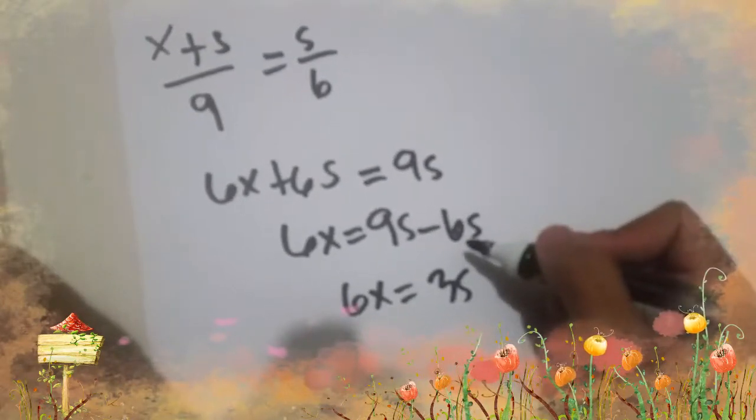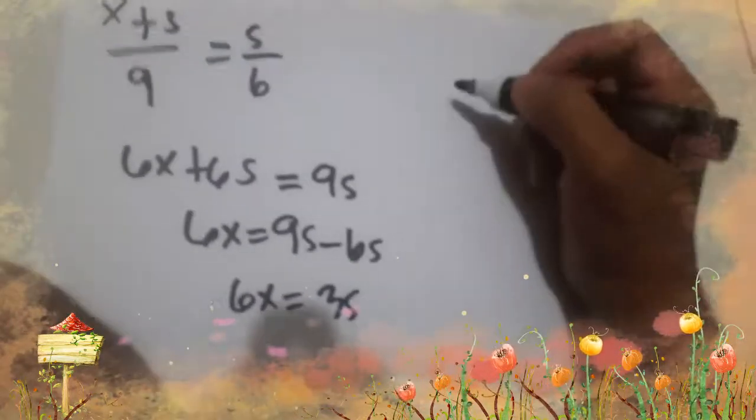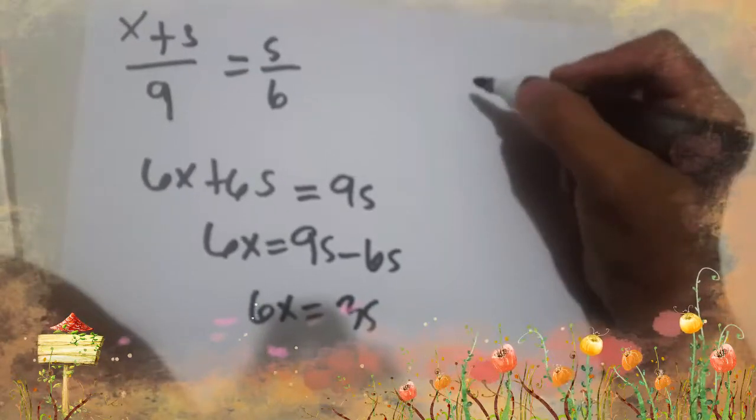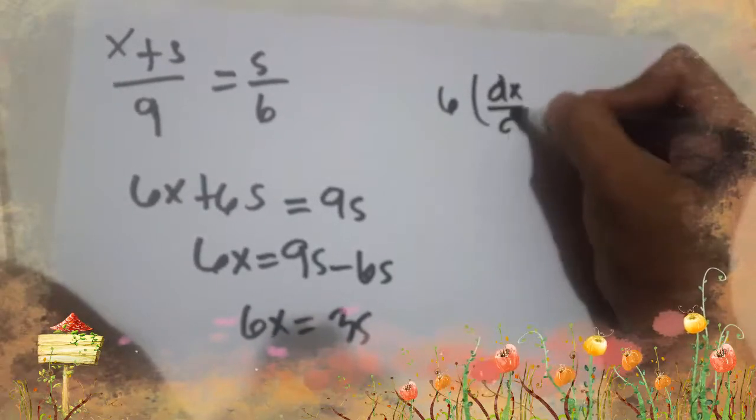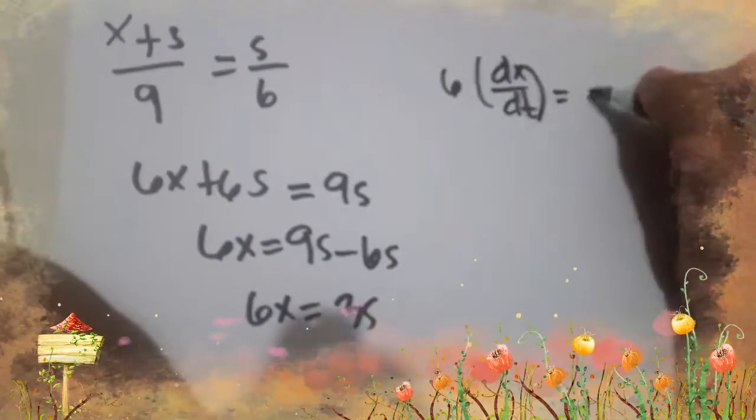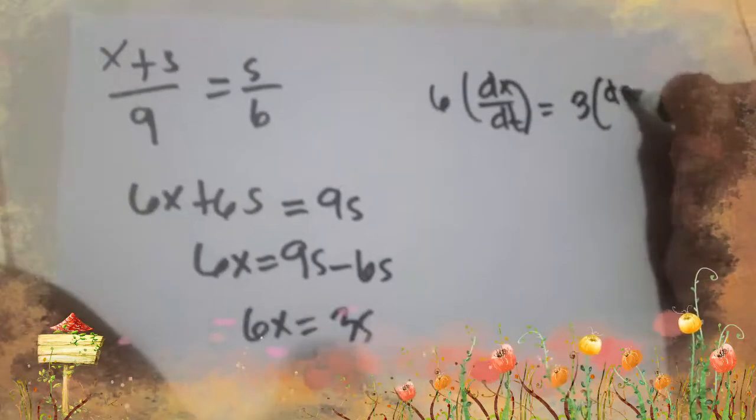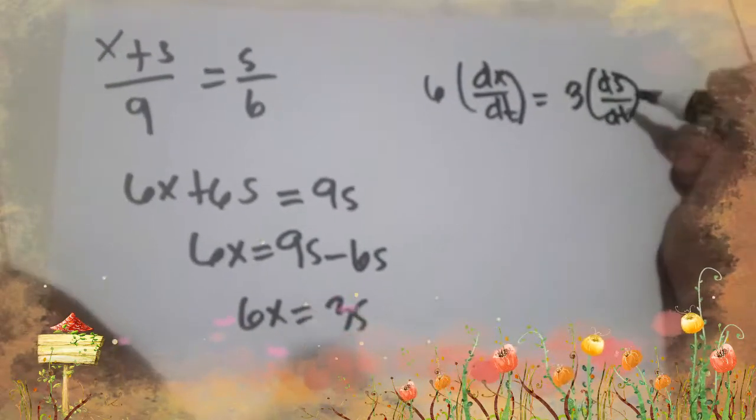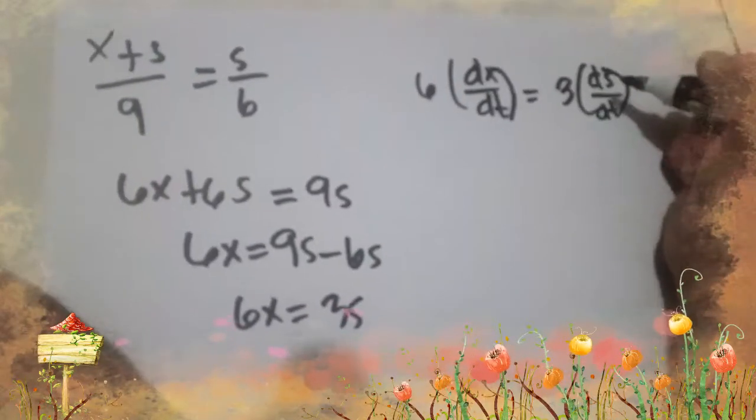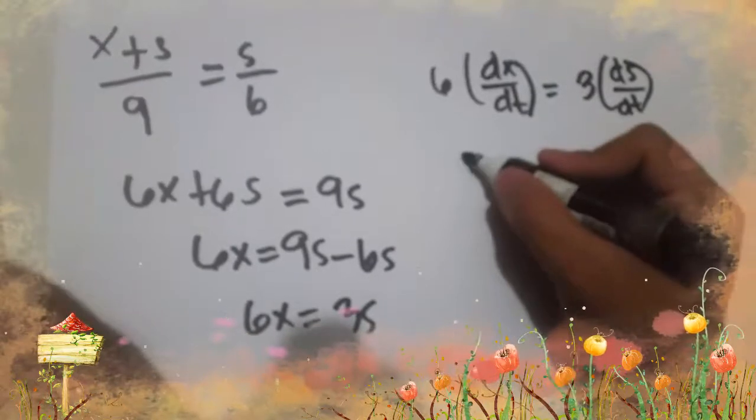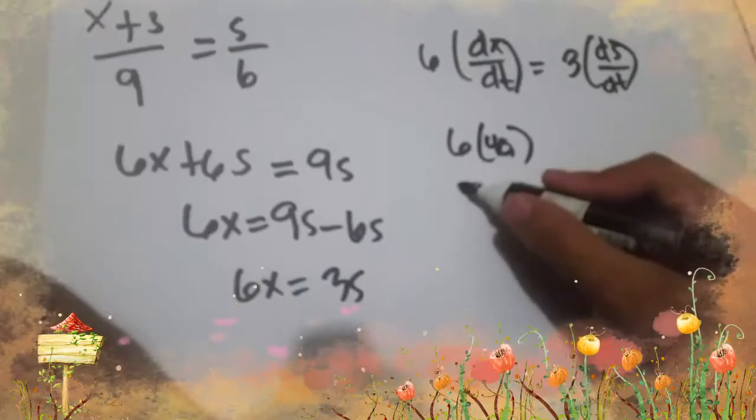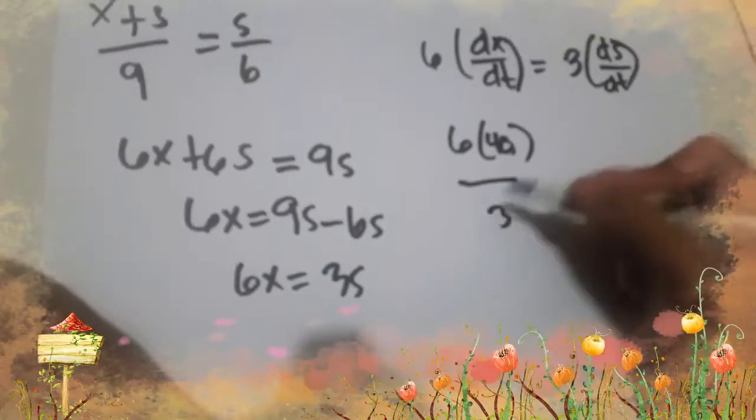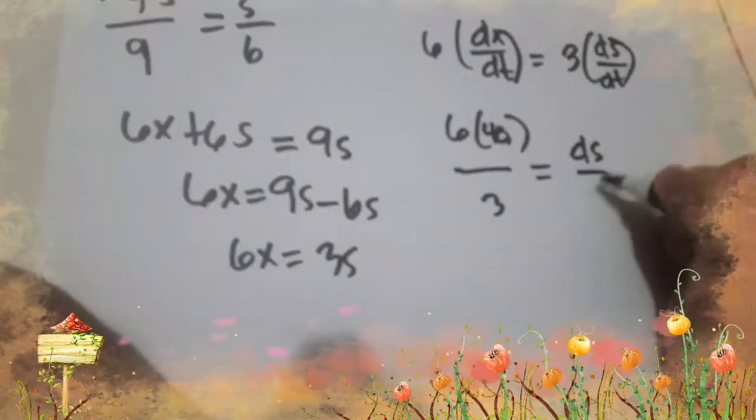Differentiate both sides with respect to t and solve for ds over dt. So this is the final step, guys. So 6 times dx over dt is equal to 3 times ds over dt. So after that, 6 times 40 all over 3 is equal to ds over dt.